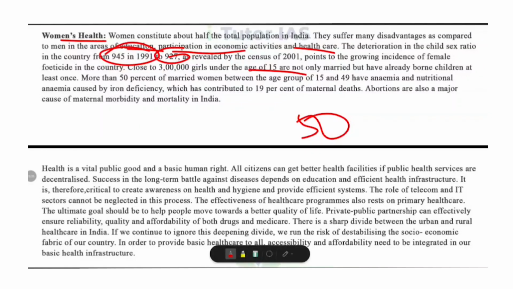Maternal health is severely affected due to early pregnancies, inadequate healthcare and nutrition. Over 50% of married women, that is from the age of 15 to 49, suffer from anemia, that means largely due to iron deficiency. Anemia contributes to 19% of maternal deaths. Abortions are also a major cause of maternal morbidity and mortality in India. So the implication is women's health is closely linked to nutrition, early marriage, reproductive rights and access to healthcare. Addressing these issues is essential for reducing maternal mortality and improving overall health outcomes.